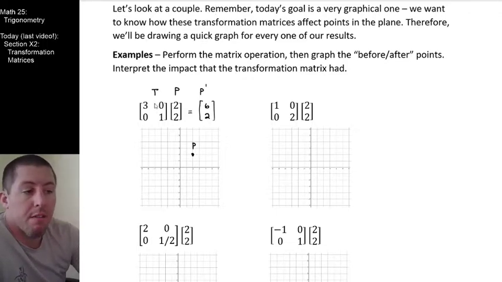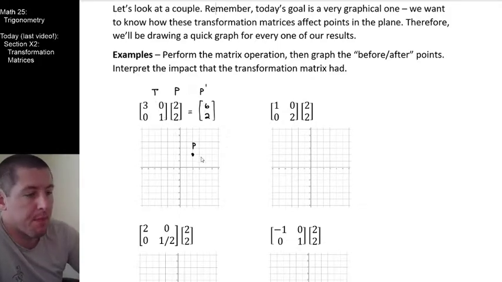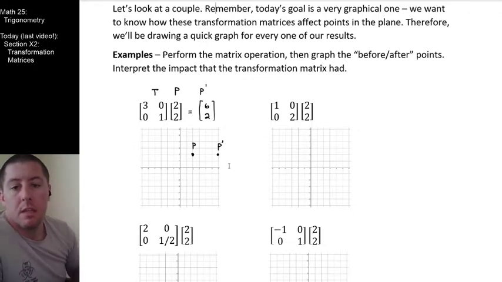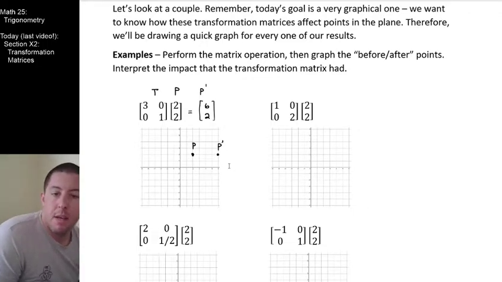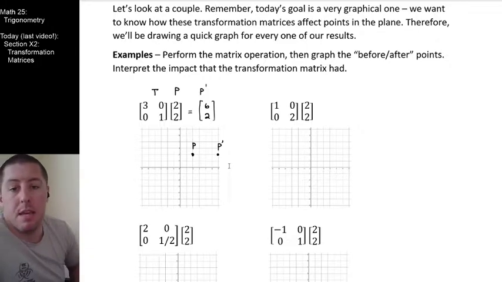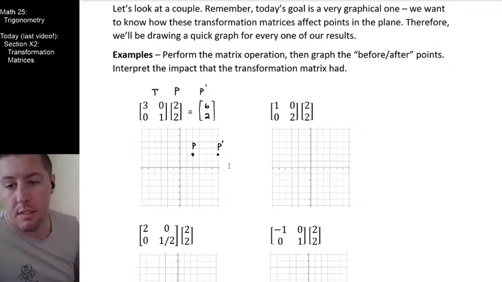So it seems like after performing this multiplication here, which we are interpreting as a transformation of a point to arrive at a new point, P prime, we have landed at the point 6, 2. So there was our resulting final location right there, P prime, 6, 2. Right? So it seems like what happened here is that point P only moved horizontally right there.